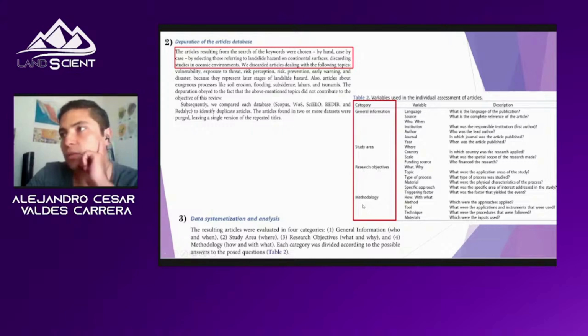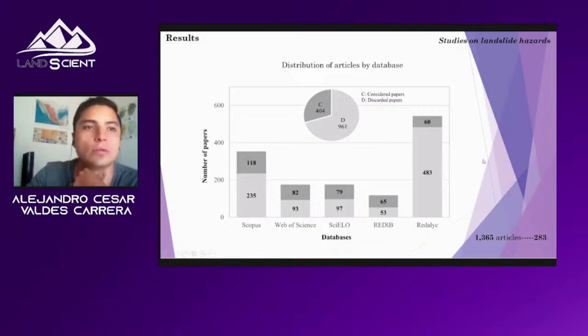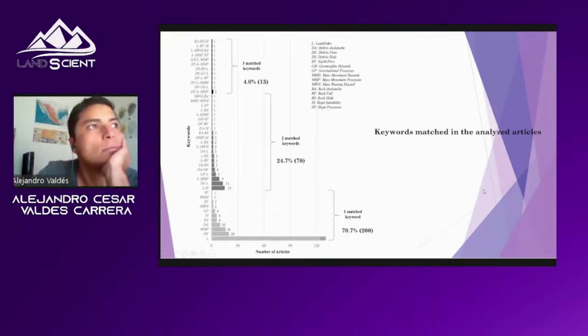And we also consider these variables. What we have as a result is that we analyzed 283 articles. The most predominant articles come from Scopus and Web of Science. That means that they were written in English.